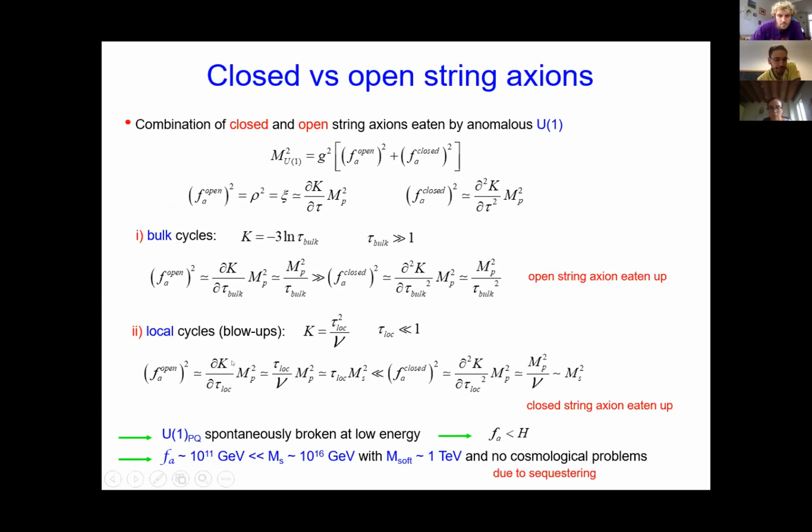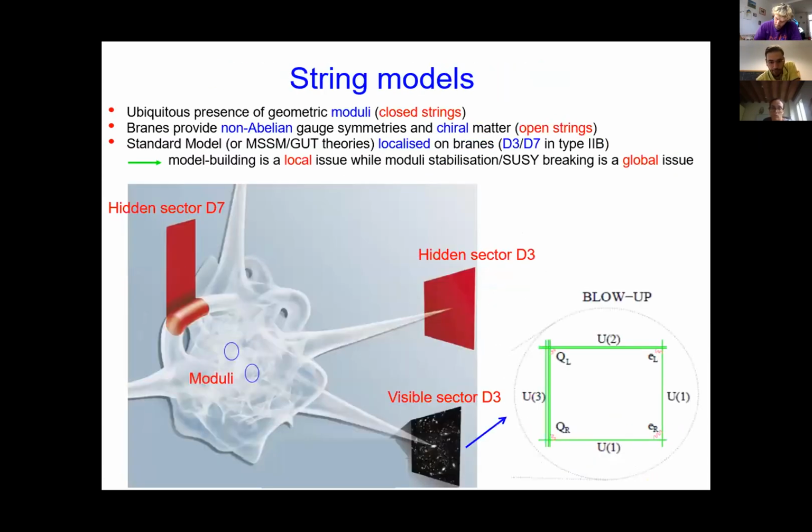And it's interesting that in that case, FA open, if you do the computation, so here I wrote down all these details so that people can go and check if they want. FA open squared, in this case, goes like the string scale squared times tau local, where tau local, let me go back, tau local would be the volume of the cycle which resolves the singularity. So in practice, if you are exactly at the singularity, this tau local will be 0. Actually, when you do the computation, it will not be 0, but it's going to be something very small.